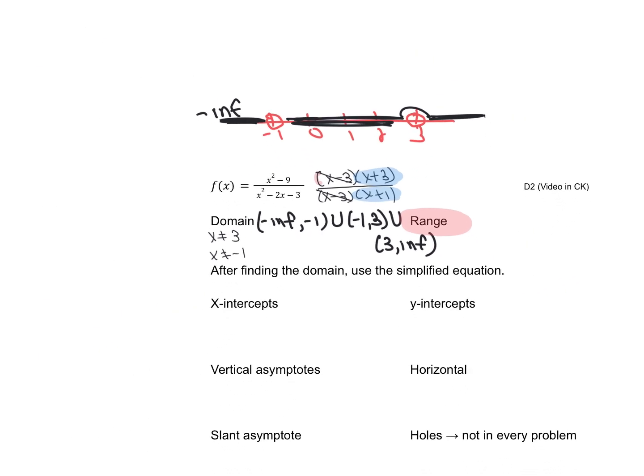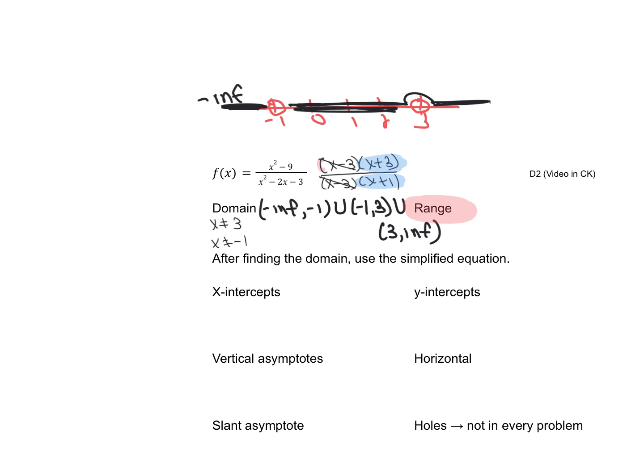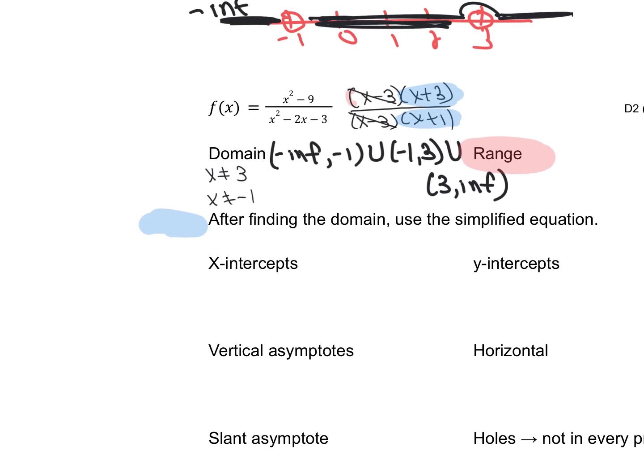Okay, so after finding the domain, use the simplified equation. That's what it says here. Our x-intercepts, remember, is our value of x when y equals 0.